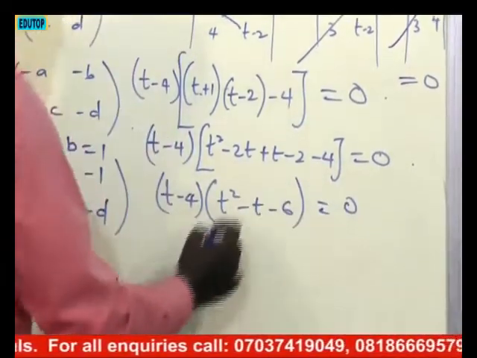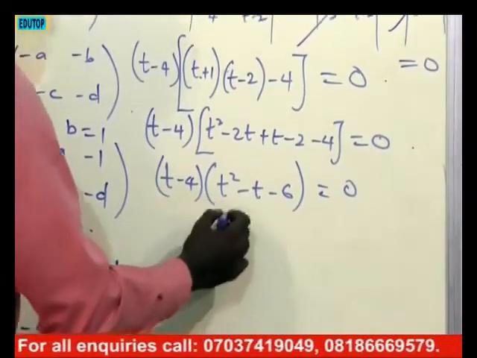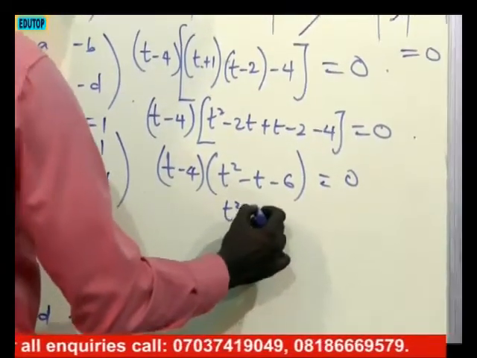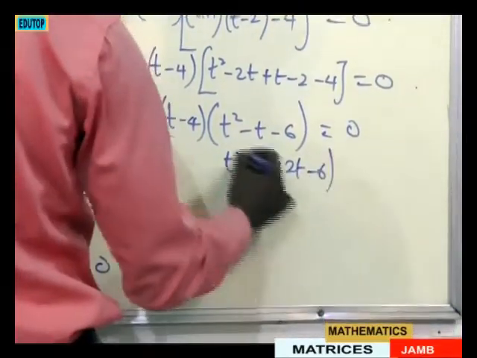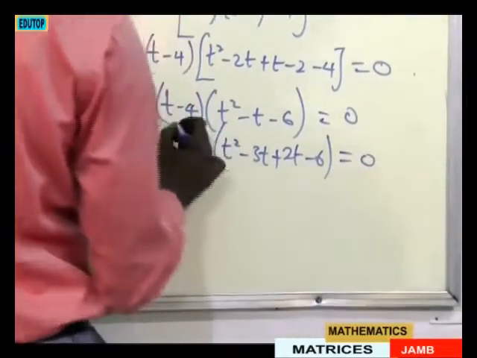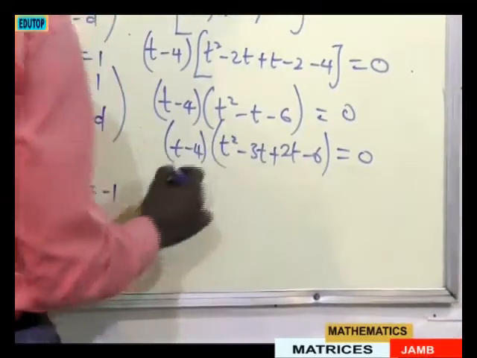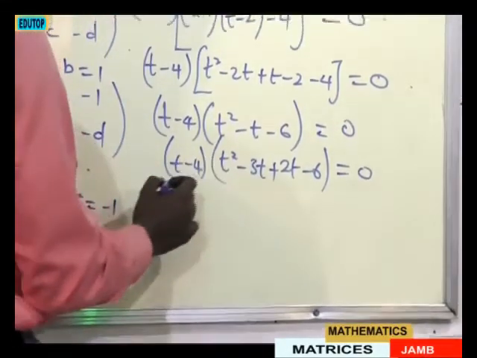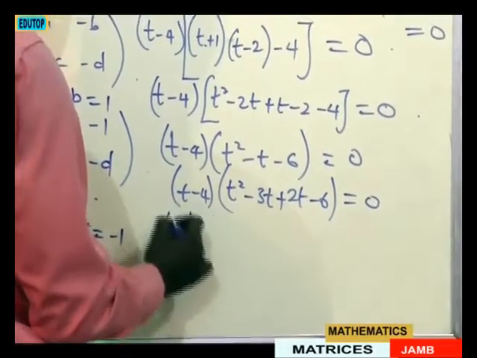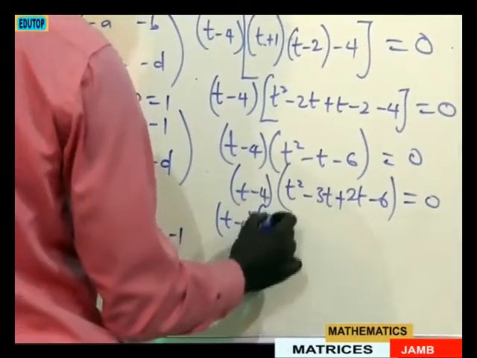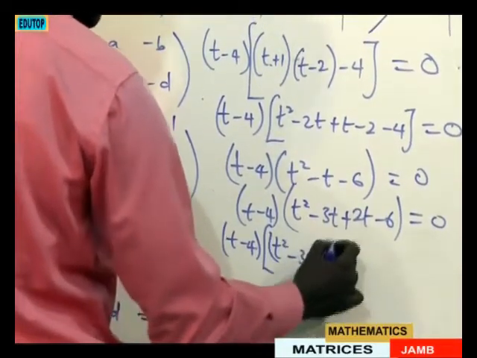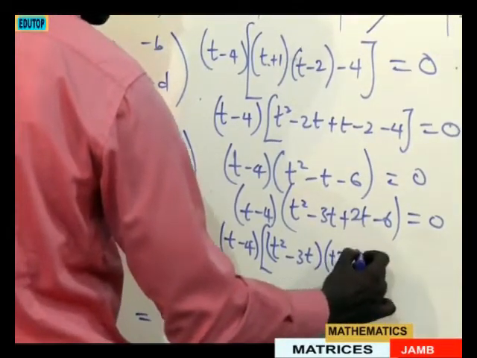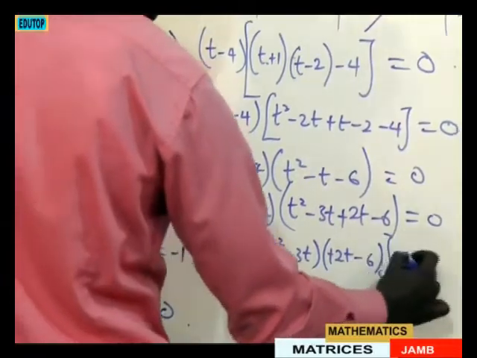So we can solve this one quadratically. So we have t squared minus 3t plus 2t minus 6 equals 0. Meanwhile, you have t minus 4 here. So here you have t minus 4, in a bracket, then you have t squared minus 3t, then you have plus 2t minus 6 equals 0.